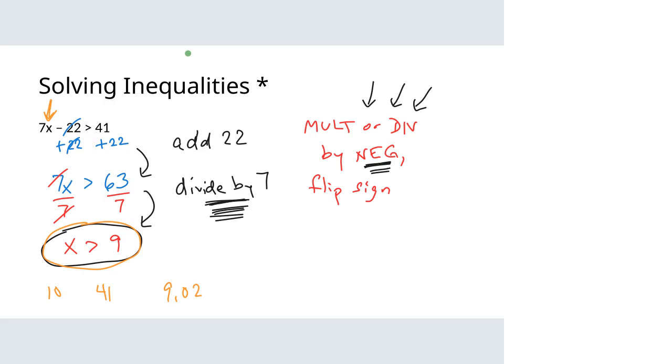Okay, one more inequality I want you to solve. Negative 3x plus 7 is greater than 79. I want you to solve this one, and I'll set up a poll for it.